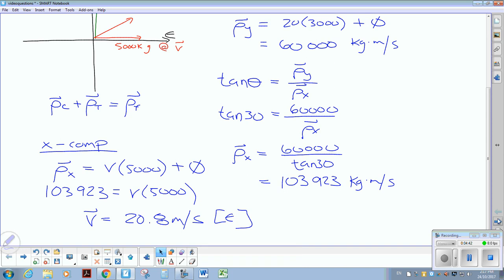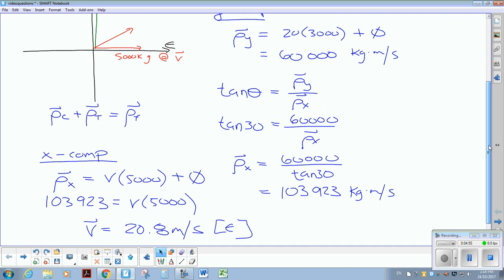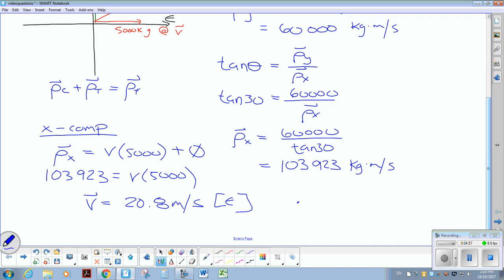I know the answer in the worksheet says 35. I believe they're incorrect. Unless someone sees a flaw in my logic here, I'm saying that the answer should be 21. So therefore the truck was traveling at 21 meters per second east.